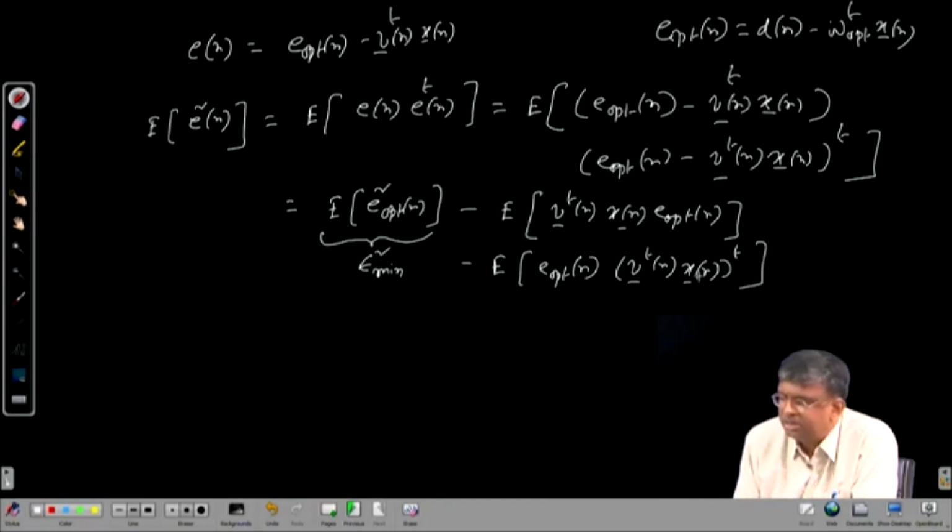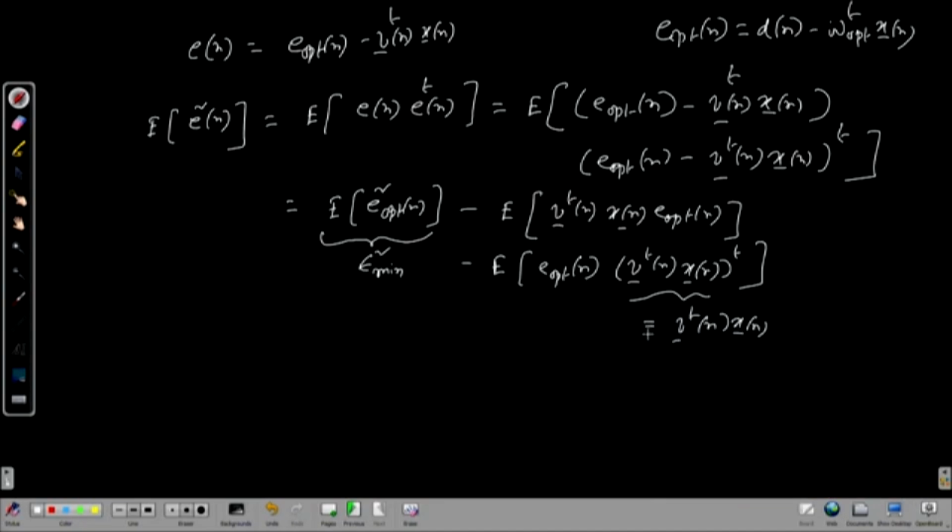Now, V transpose n x n: this is a row vector and this is a column vector, so you get a scalar, and a scalar transposes to itself. A row vector into a column vector is a scalar, and the transpose of a scalar is the scalar itself. So you can replace this by V transpose n x n, a scalar multiplied by another scalar E opt n, like here. So these two terms are the same.